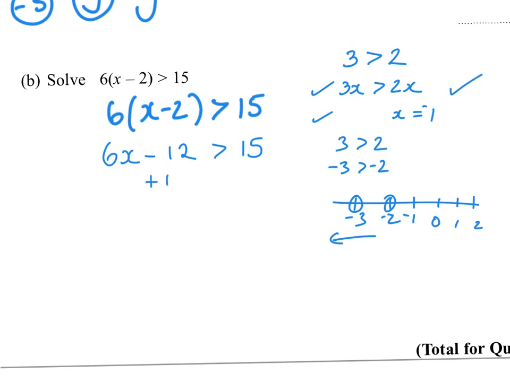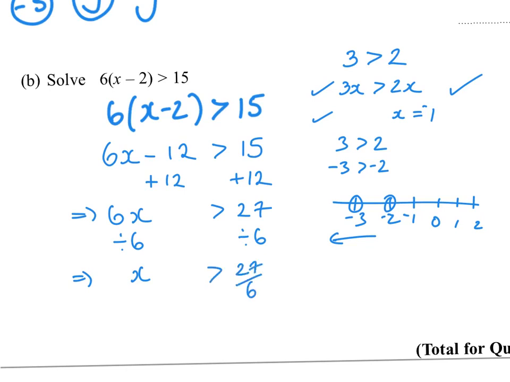Now I'm going to add 12 to both sides. And now I'm going to divide by 6. Now 6 is a nice positive number, so it's not going to change the direction of the inequality. So we would have x is greater than 27 over 6. Now you can change this to 3 times 9 over 3 times 2 and have x is greater than 9 over 2. And so on a number line, you would just have a hollow circle going off towards infinity, and this would be 9 over 2 here on the number line.